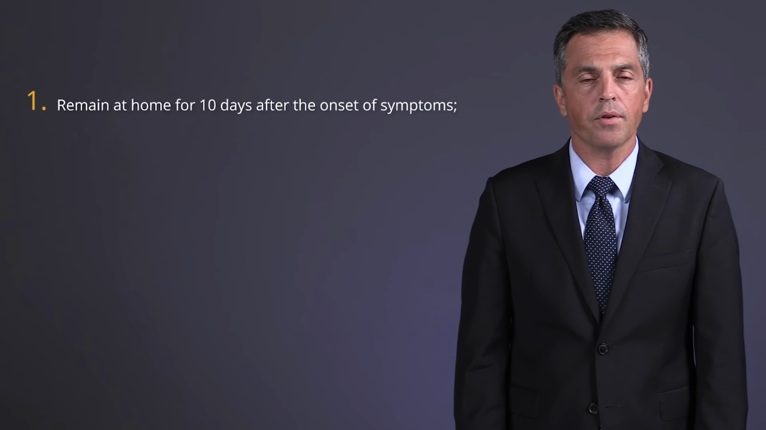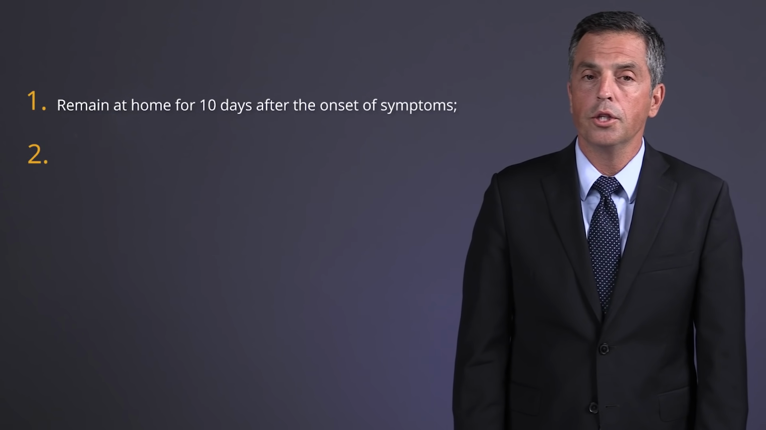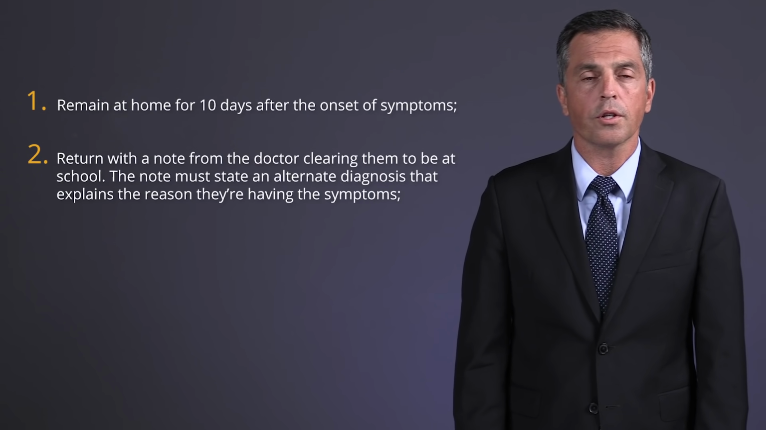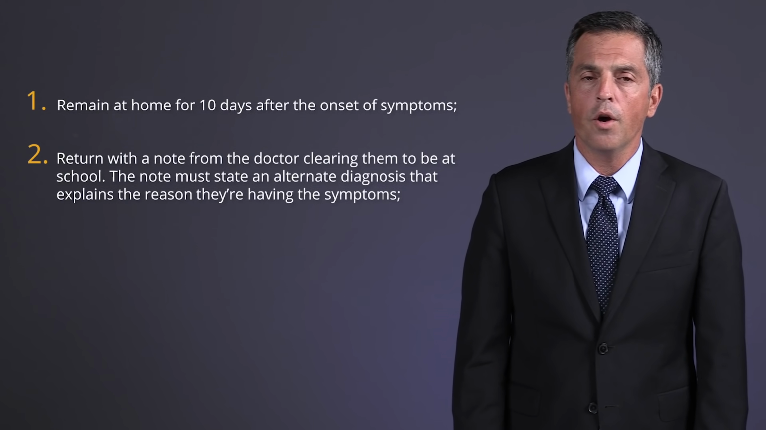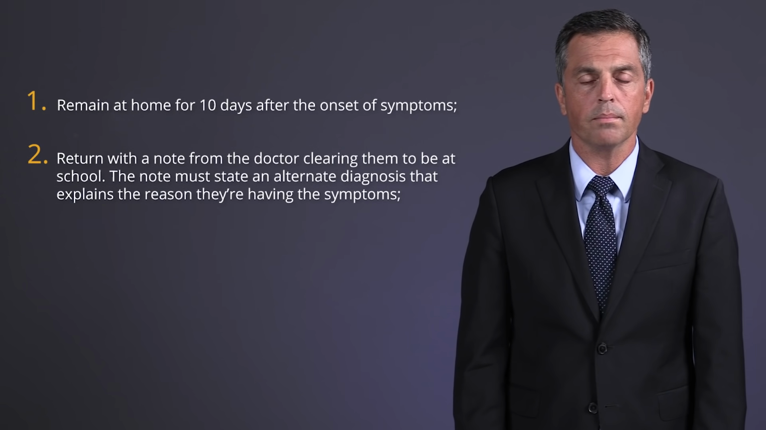If students stay home with COVID-19 symptoms, there are 4 possible scenarios for the quarantine period to end. 1. Remain at home for 10 days after the onset of symptoms. 2. Return with a note from the doctor clearing them to be at school. The note must state an alternate diagnosis that explains the reason they're having the symptoms.